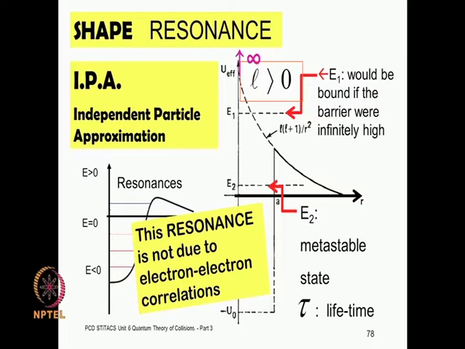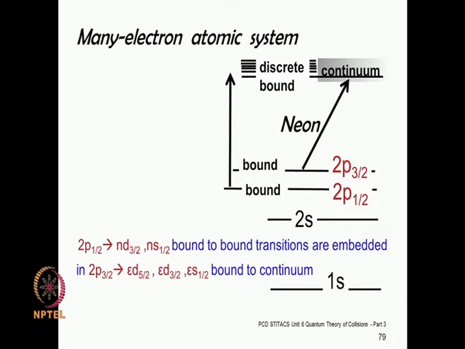The fundamental process is described in terms of the shape of the potential itself, whereas the other resonance like the autoionization resonance is essentially a correlation effect, and you will then be talking about a many electron system with at least two electrons. Two is already many. Okay? So, this is an example of a many electron atomic system, and let us take the example of neon, which has got 10 electrons.